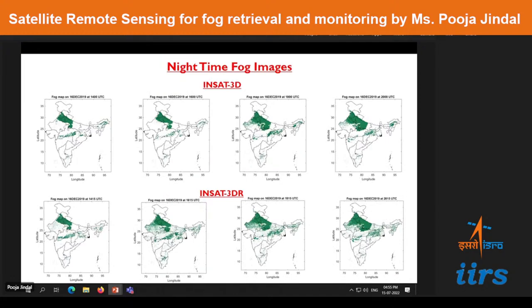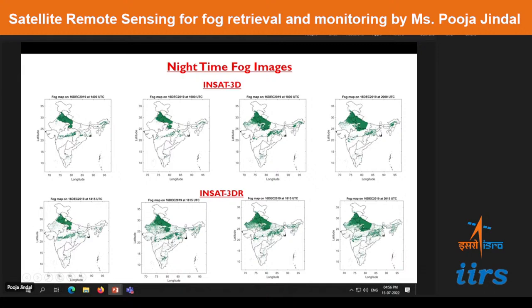Okay, so these are some of the retrieved nighttime images. The upper 4 images are using the INSAT-3D data, and the lower 4 images are using the INSAT-3DR. So you can see the pattern of the fog, say on 16 December 2019 at 14 UTC, that is around 7:30 in the evening. You can see the spread of the fog over Punjab, Haryana and some part of Uttar Pradesh. Similarly at 16 UTC, 18 UTC also you can see, and then the 20 UTC.